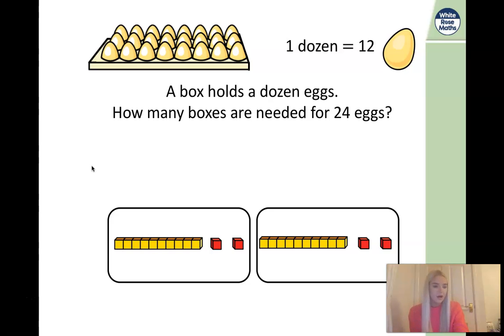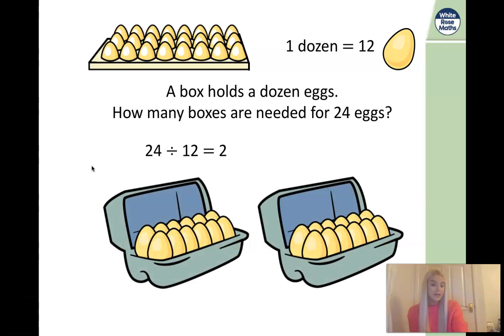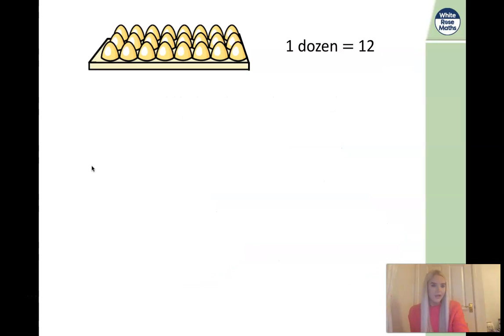What might our division be? 24 divided by 12 equals 2. Because we had 24 eggs, we divided them into groups of 12, and we had 2 boxes, so like 2 groups. Fantastic. Now, there is a different way that we could do some division, and this is how.